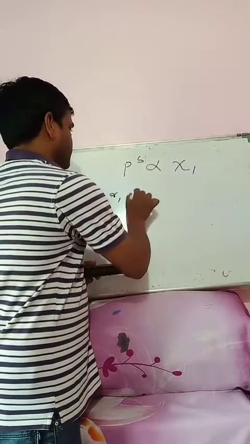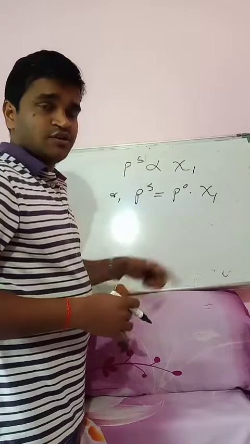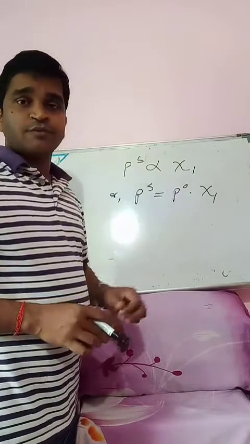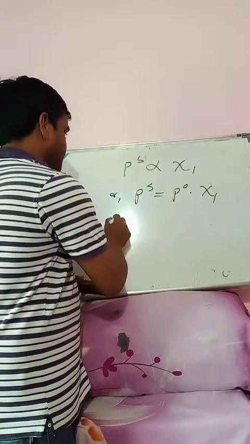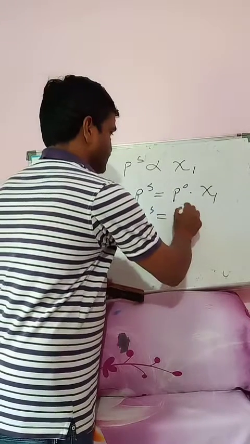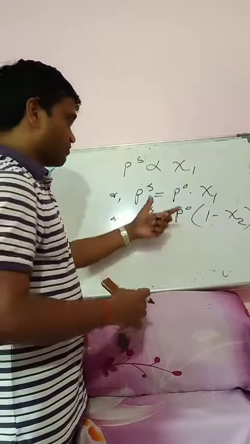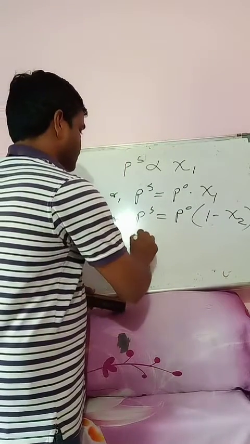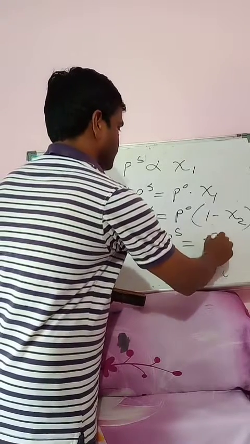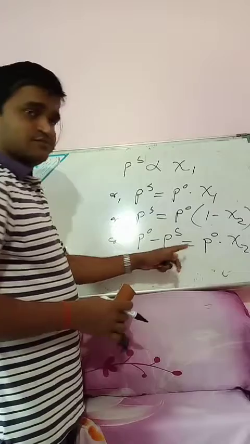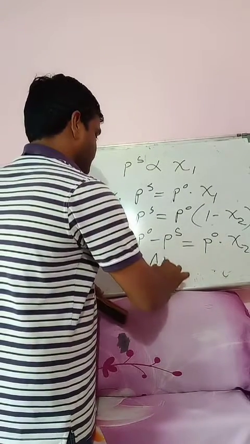Or we can write Ps equal to P naught into X1. What is P naught? P naught is the vapor pressure of a pure solvent, which is a constant. Or we can write Ps equal to P naught (1 minus X2). Or P naught minus Ps equal to P naught X2. Or P naught minus Ps is written as delta P.